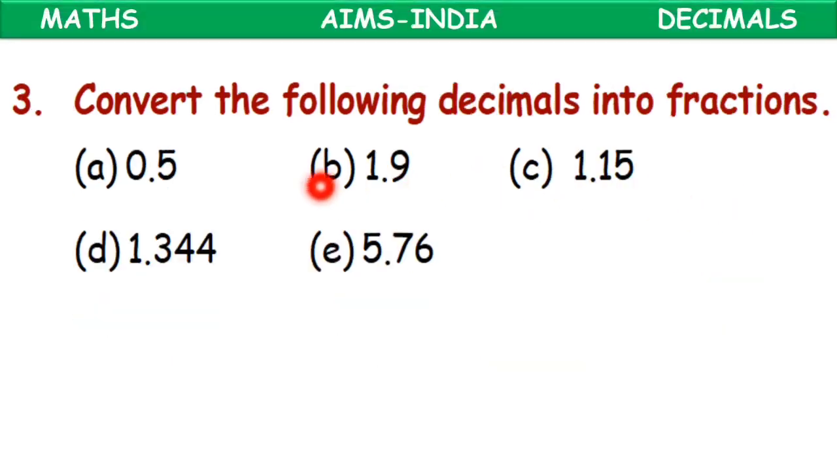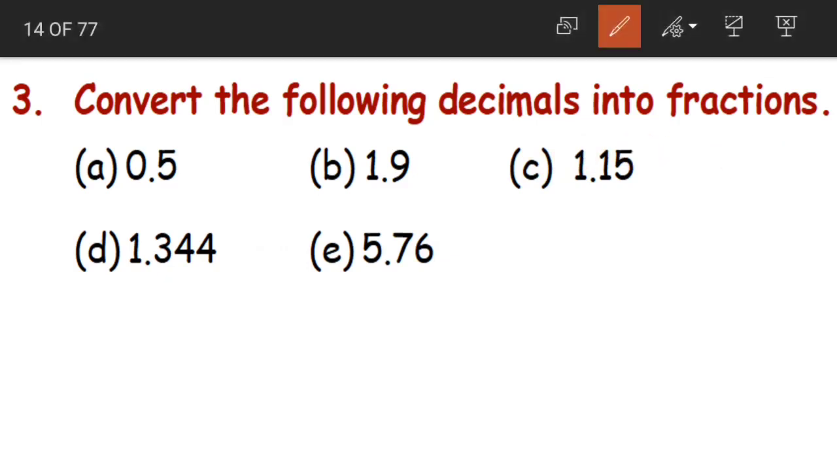The next one, convert the following decimals into fractions. Now here we are having a few decimals which are to be converted into fractions. If you look at question D, 1.344. How will we convert this? First write the number as it is without any decimal point divided by, what should come in the denominator?